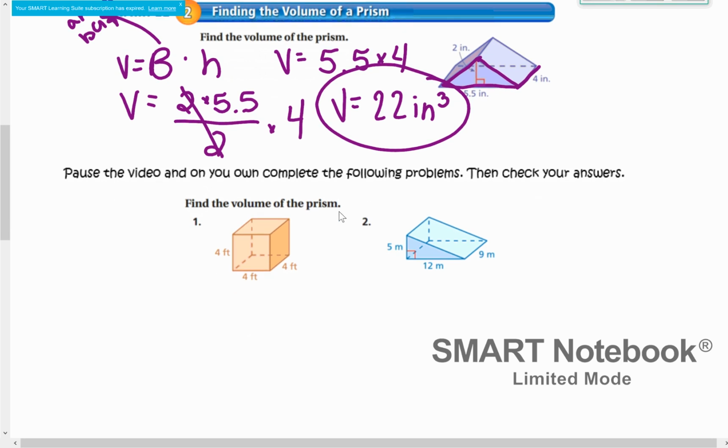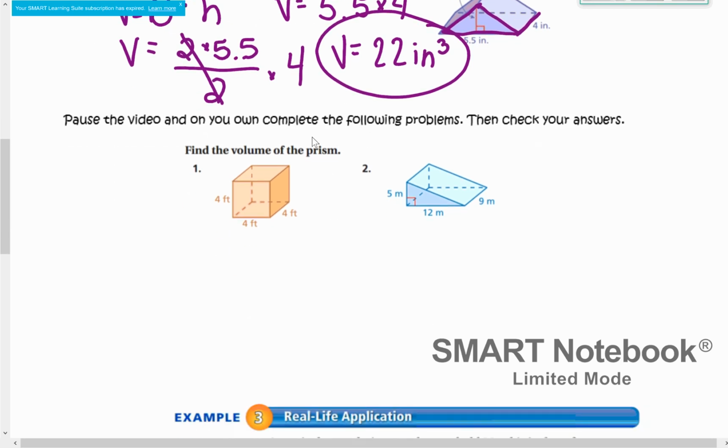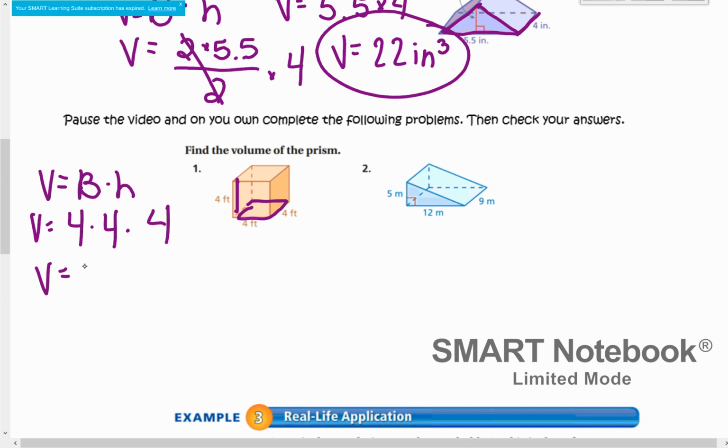I would like you to pause the video and try these next two on your own, then resume the video, and you can check your answer with what I have up here. So the volume of this cube is going to be area of the base times the height. Base is going to be 4 times 4. Height, also 4. So we have 4 times 4, which is 16, times 4, which is 64 feet cubed.